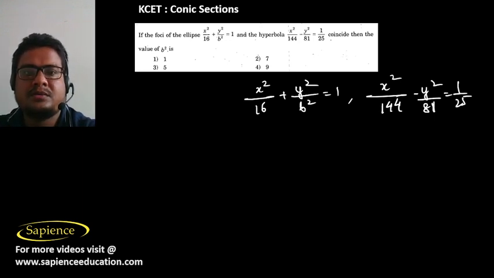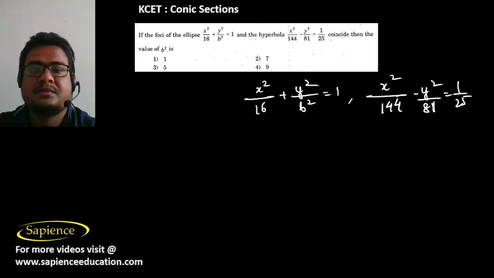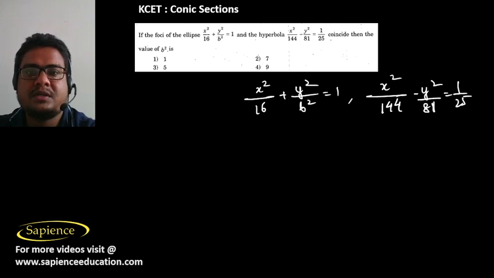If the foci of the ellipse is this and the hyperbola this, they coincide. So the foci of this ellipse and the foci of this hyperbola will coincide. So the foci of this ellipse is plus minus AE, comma 0, and that will also be equal to, for this AE actually, A1 into E1 will be equal to A2 into E2.